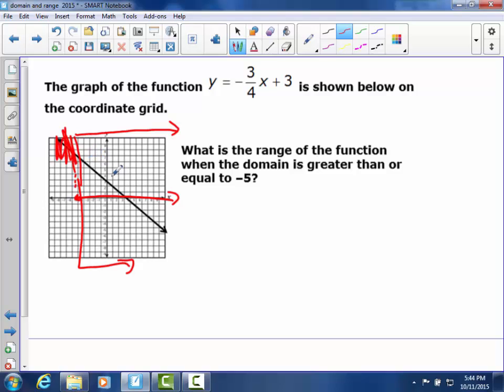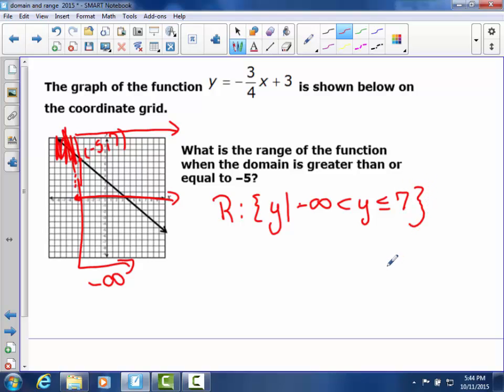Okay? So we look for the range, we need the y value. So we look at this point at negative 5, and we find out that that's negative 5, 7. Okay? And we look, and the graph is going on forever, but we're going down direction, so we call this negative infinity. So the range is the y values such that y extends from negative infinity, okay, because that's our lower number. We don't include it, no equal sign, but then we'll go all the way to 7, and that's where we'll stop.